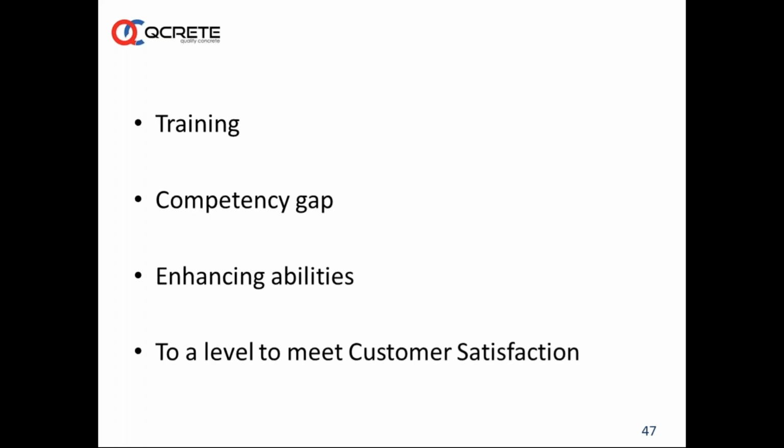Competency gaps have to be identified actually. What is the competency level of each employee has to be identified. We have to enhance the abilities of the employees, and this has to be taken to such a level that each employee should be working towards giving the best customer satisfaction. Until then, we have to be continuously training. So the training is continuous. It has to be designed in such a way to give the highest level of customer satisfaction.